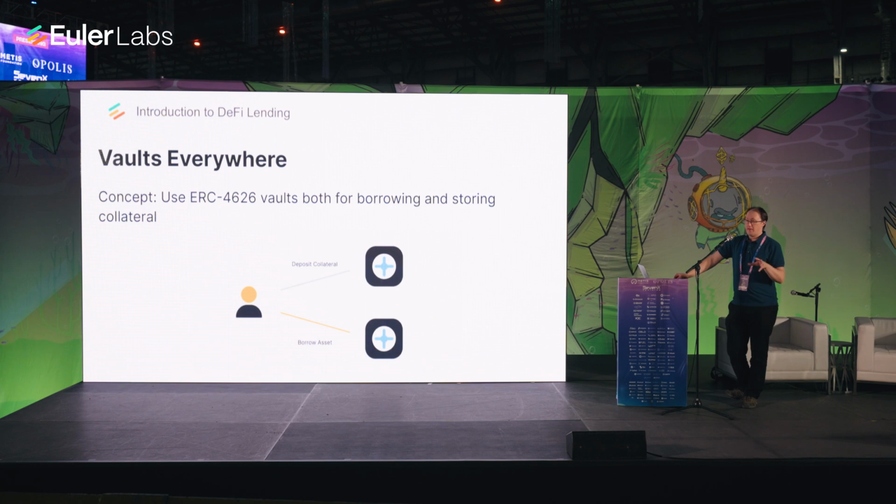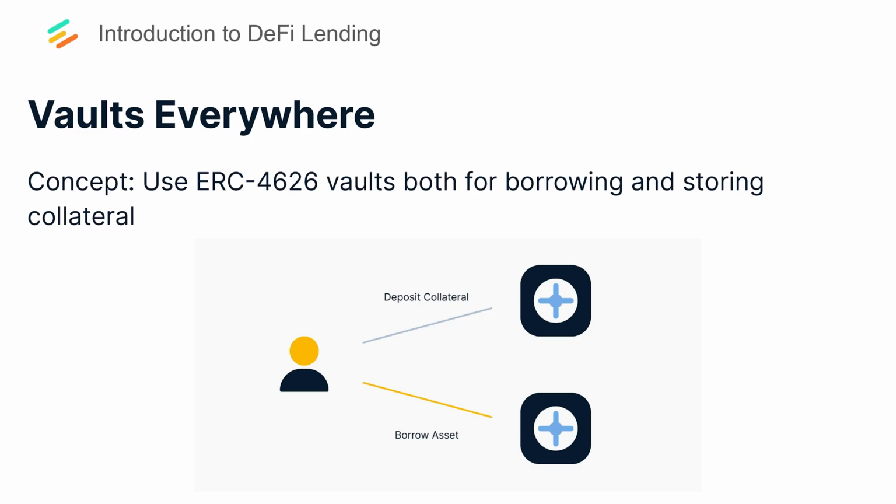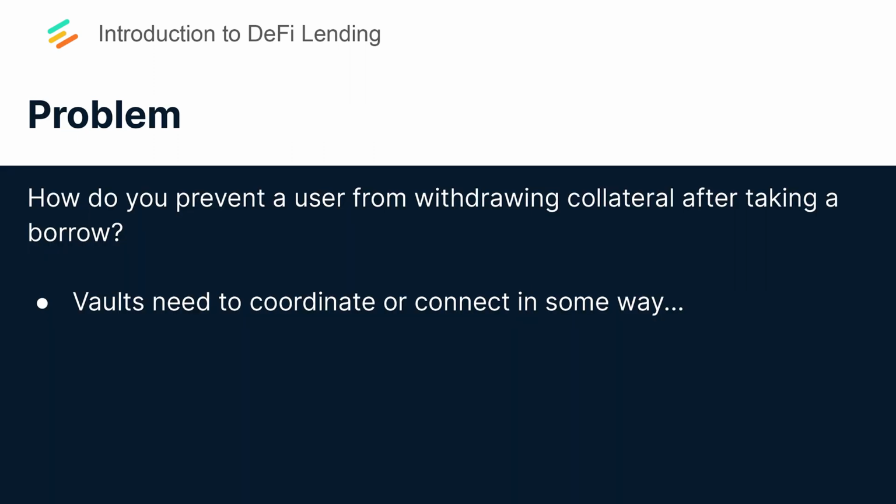So our concept at Euler is to use ERC-4626s for everything, for all parts of the system. So not only is the asset that's being loaned out 4626, but also the collaterals, right? Because when you want to take out a loan, obviously you need to put up collateral, right? So those collaterals will themselves be held in the ERC-4626 vaults.